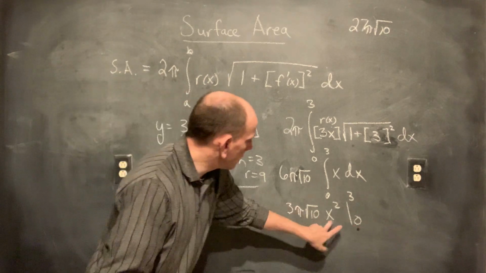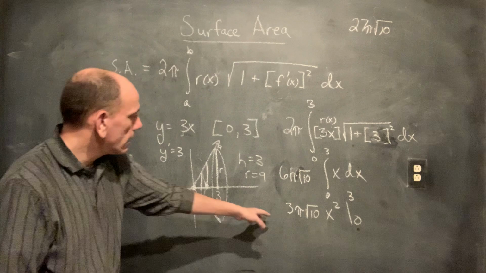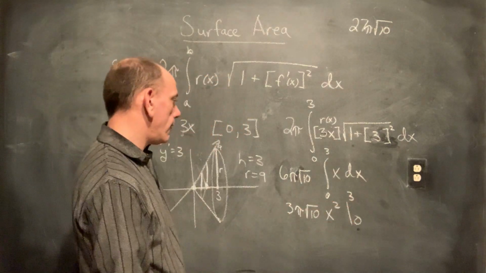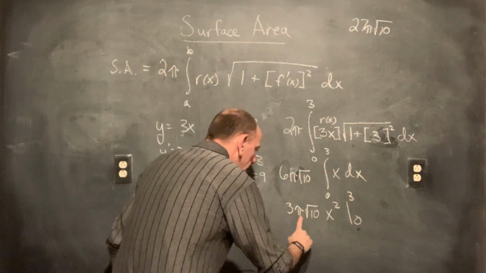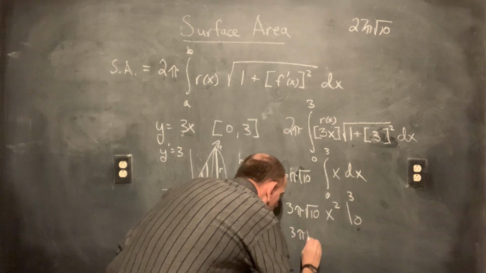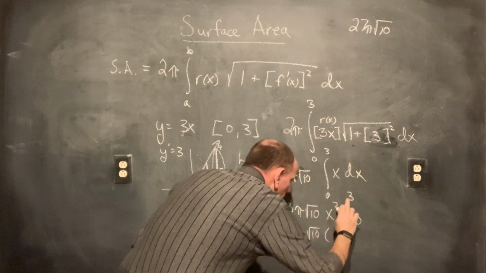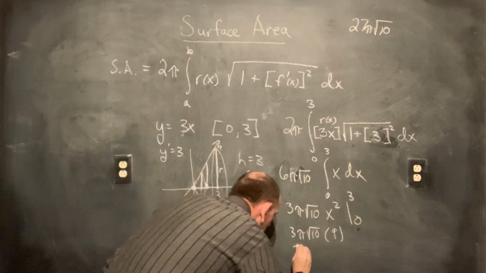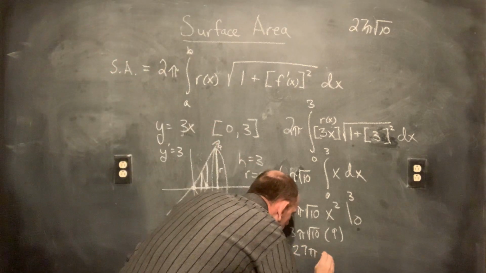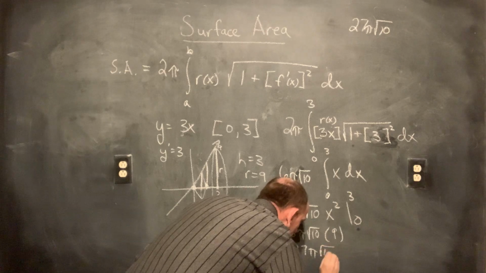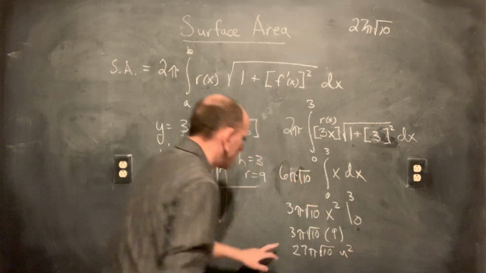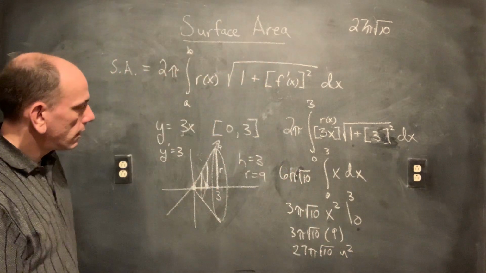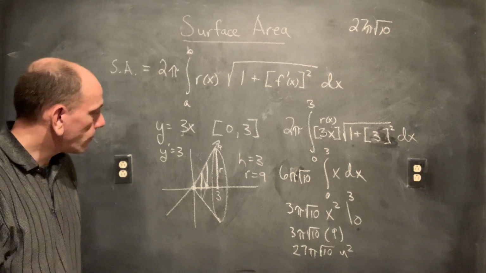Well, the second one just zeroes out. That's just an x in there. So all I need to do is evaluate at 3. Gives me 3 pi root 10 times 3 squared, which is 9. And there we go, 27 pi root 10 units squared. 27 pi root 10 units squared. Beautiful. That's what worked.